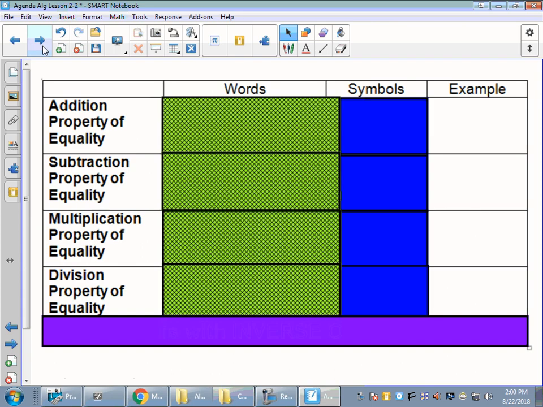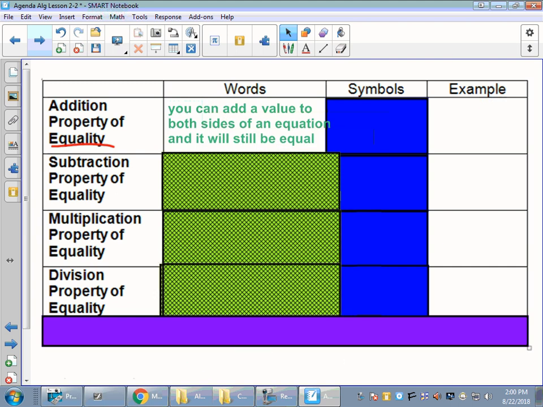Okay, we've got a lot of things here with our properties, and it's just telling you why this works. So the addition property of equality, and the key term here is equality. Why does this work? What we're saying is you can add a value to both sides of an equation, and it will still be equal. If you add something to one side of the equation, you can do it to the other side, and that will give you the right answer.